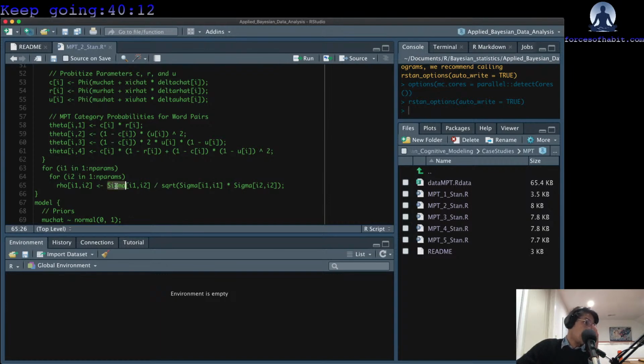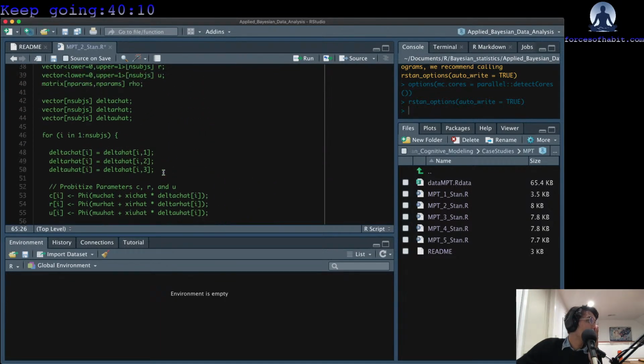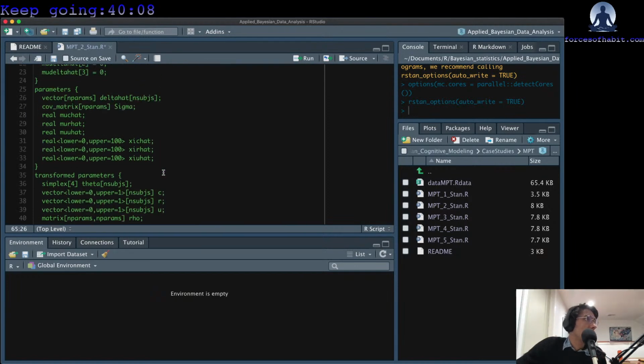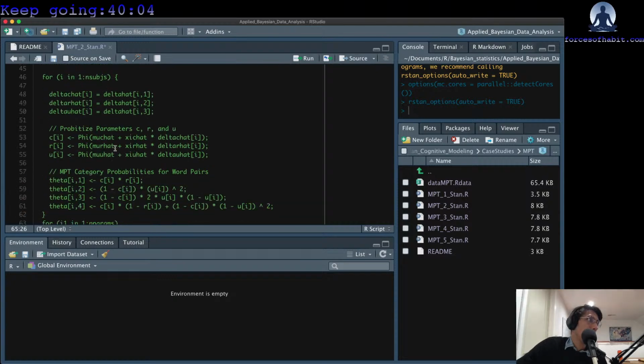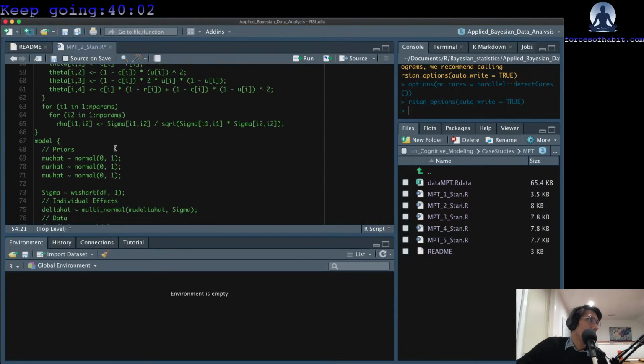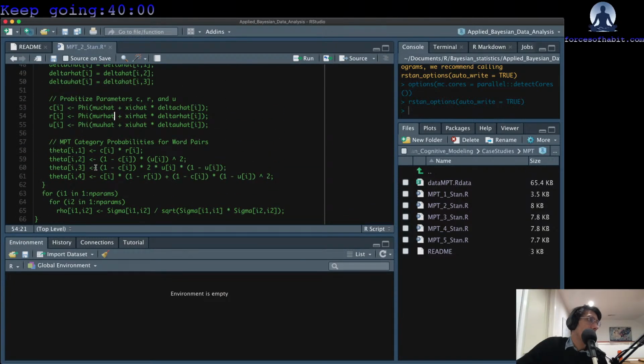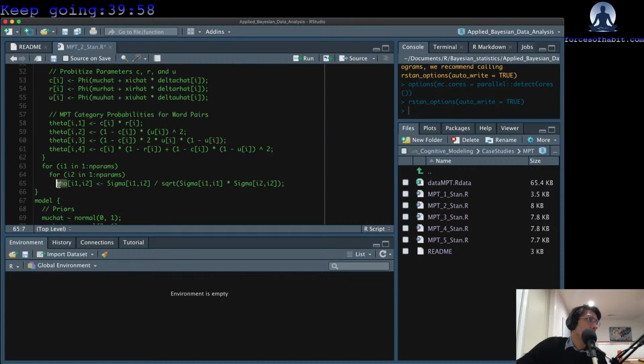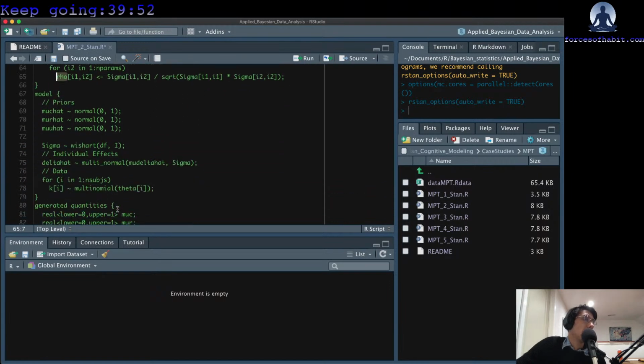Where did we calculate sigma? Sigma's from the covariance matrix. So we're taking the values from the covariance matrix, and then we're transforming them so we can get correlations. So we're just estimating R using covariances and variances.